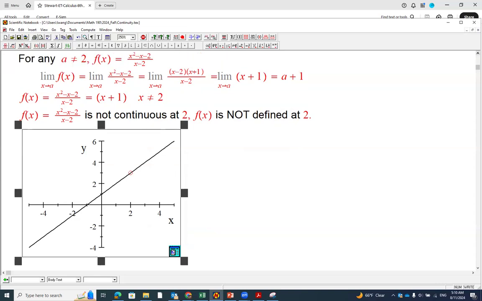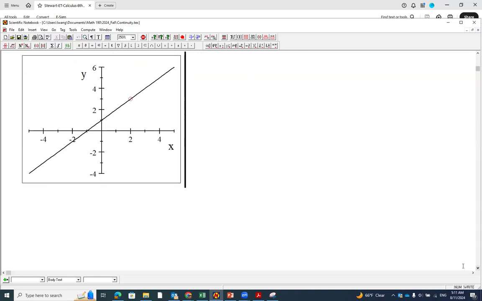So what I illustrated here for x not 2 is that everywhere else there's a limit, and the limit is the same as the function's value. So that is true. Therefore, the only point that is not continuous is 2. So that's the first case. Let's look at the second example.